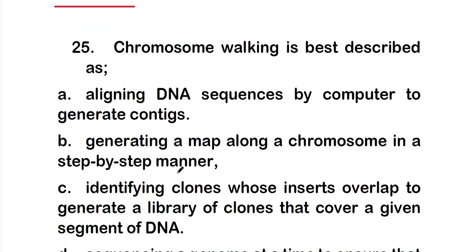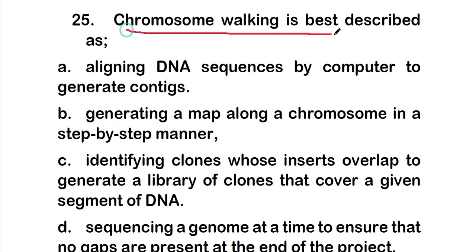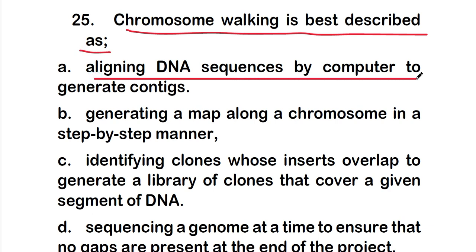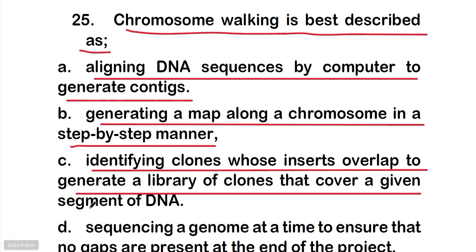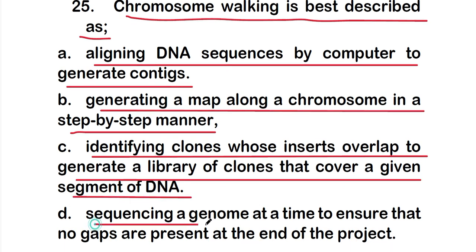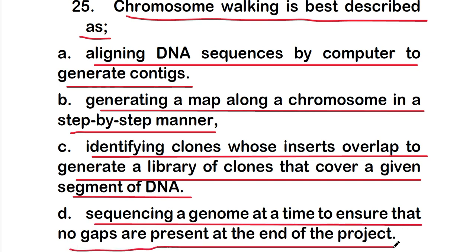So let's move on to question number 25. Chromosome walking is best described as option A, aligning DNA sequences by computer to generate contigs, or option B, that is generating a map along a chromosome in a step-by-step manner. Option C, identifying clones whose inserts overlap to generate a library of clones that cover a given segment of DNA. Or option D, sequencing a genome at a time to ensure that no gaps are present at the end of the project. So which one is right about the chromosome walking?